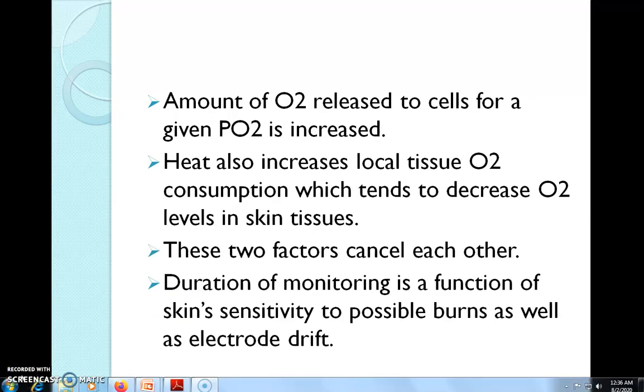The amount of oxygen released to the cells for a given PO2 is increased. The heat also increases local tissue oxygen consumption, which tends to decrease oxygen levels in the skin tissue. These two opposing factors approximately cancel each other. The duration of monitoring is a function of the skin sensitivity to possible burns, as well as electrode drift.